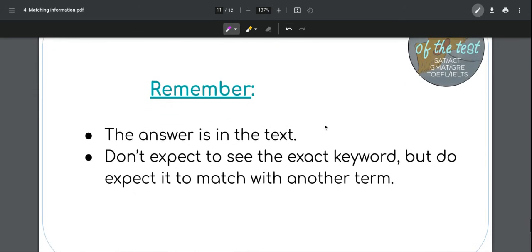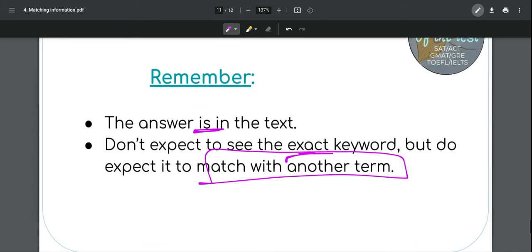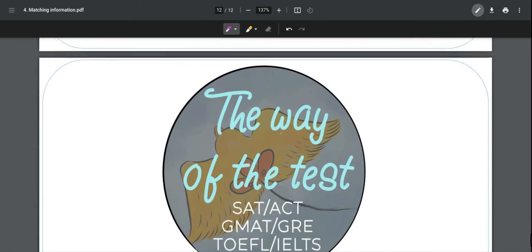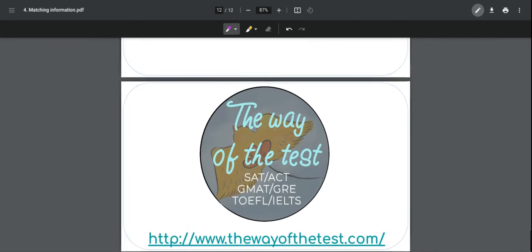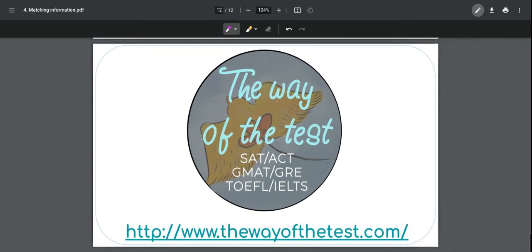Okay, so remember that the answer is always in the text. It has to match, and don't expect to match the exact keyword, but it definitely has to match with another term. This is so in every single question type in the reading section of the IELTS, but specifically in the matching question type, every single part has to match. Again, my advice for you is just practice with full reading practice tests, unless you see that your score is very, very low, in which case go ahead and practice with the skill building exercises in the book.